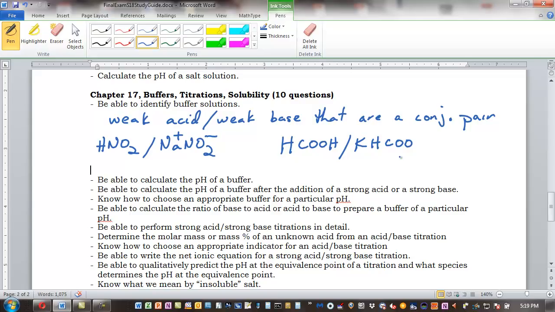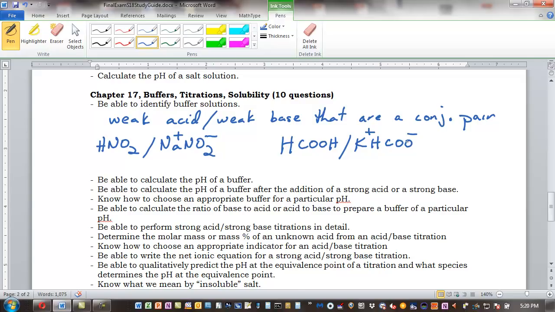That would also be a buffer. Again, dissolved in water, so these are all aqueous. Does everybody recognize that as a weak acid and its conjugate base? Okay, so carboxylic acid is a weak acid. That's formic acid on the left. And then this salt on the right contains potassium ion, which is just going to be a spectator. But more importantly, it contains the conjugate base of formic acid, HCOO minus.